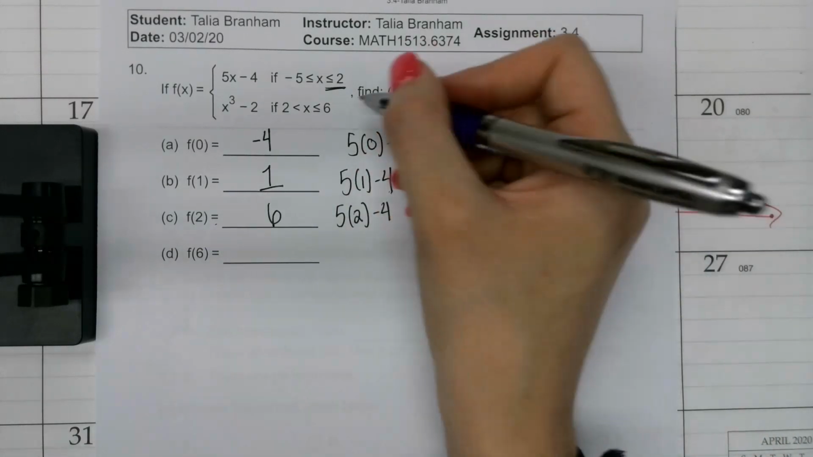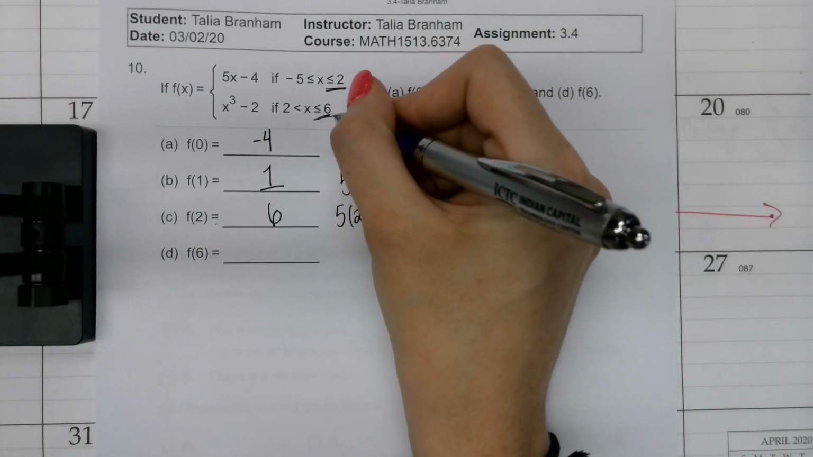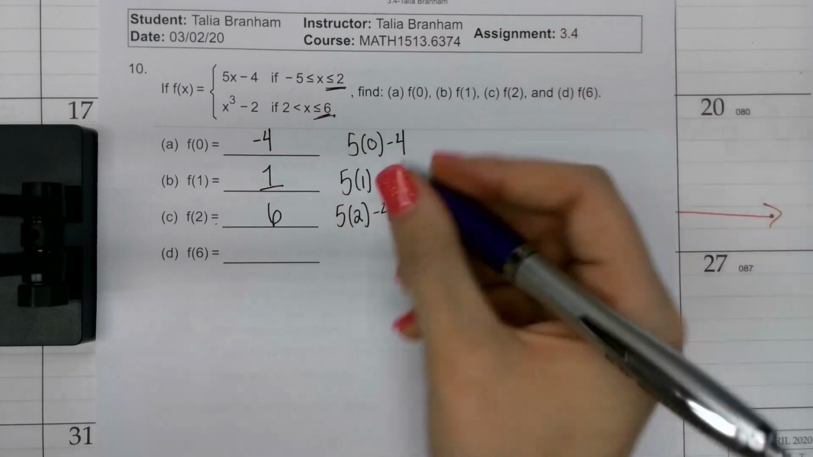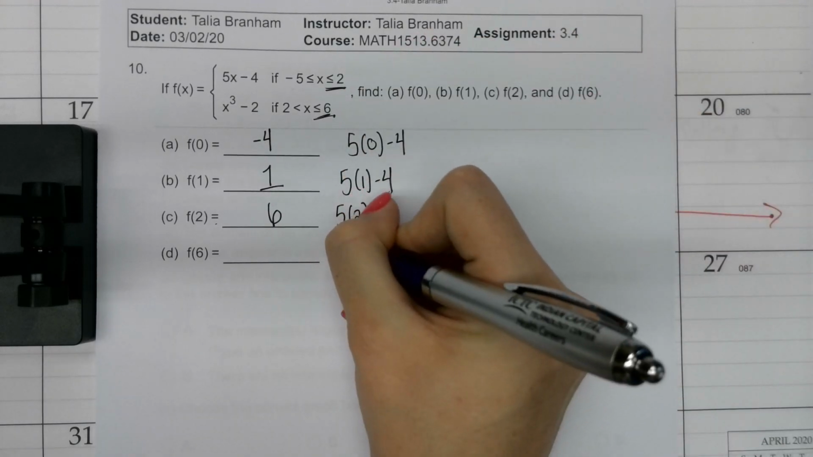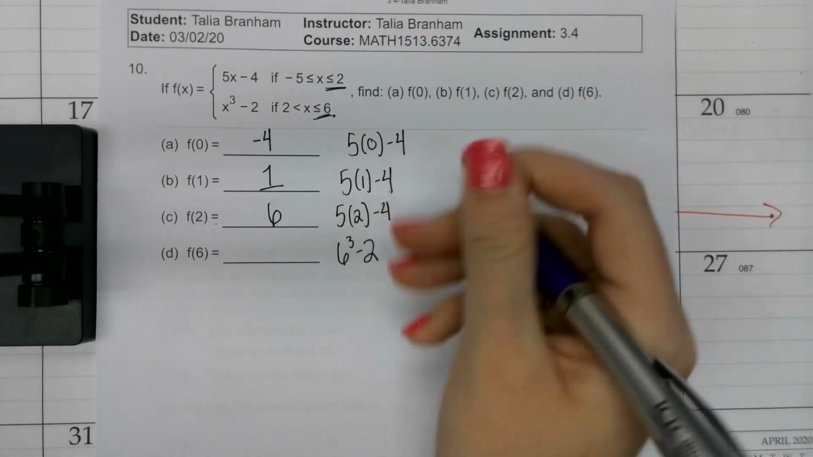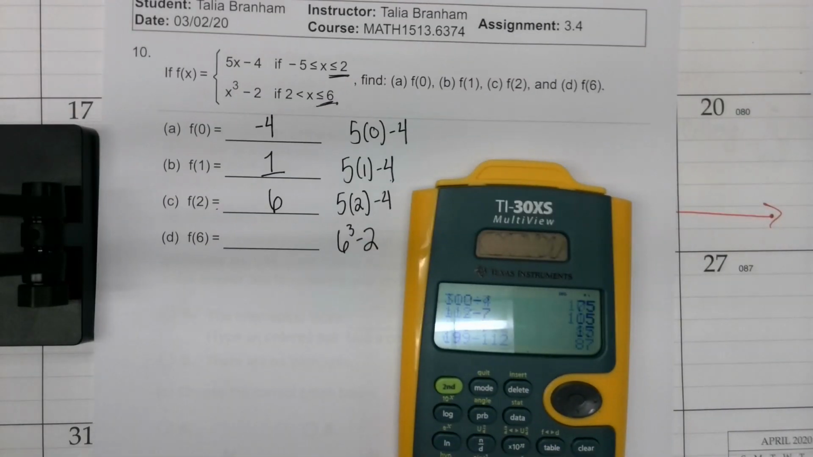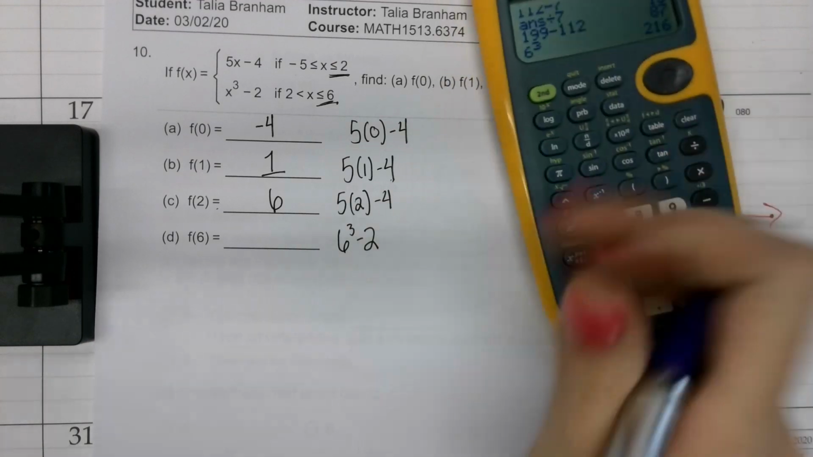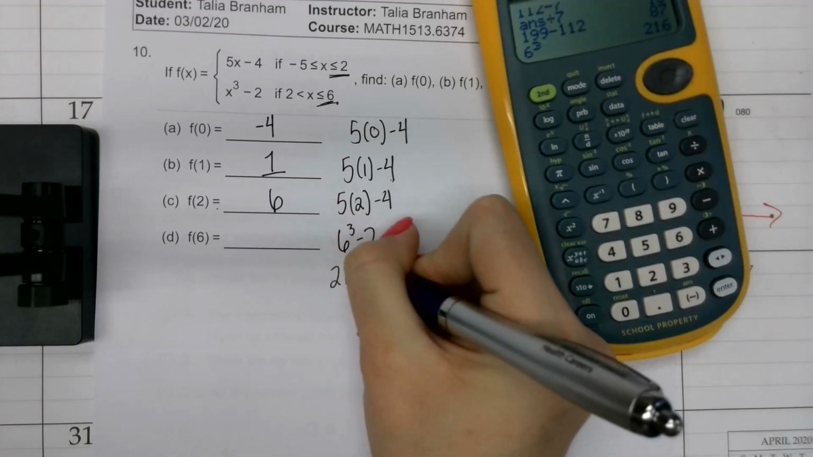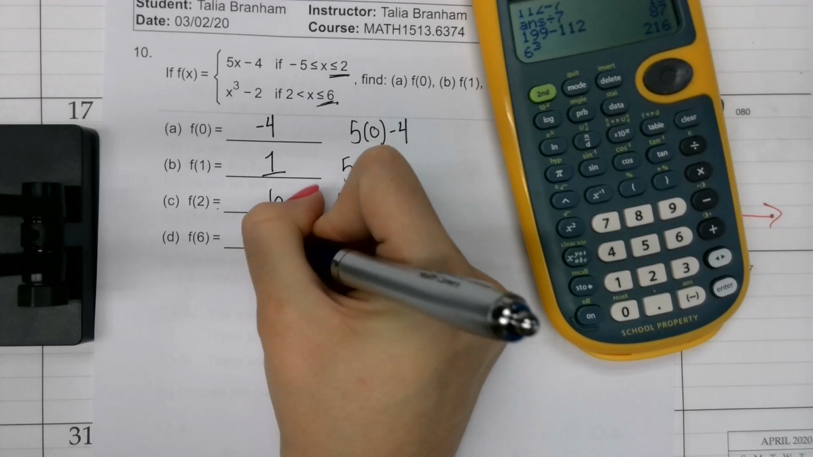F of 6, so 6 is the high value in this one, but we're going to use 6 now, so I'd have 6 cubed, subtract 2. 6 cubed is 216. Subtract 2 is 214.